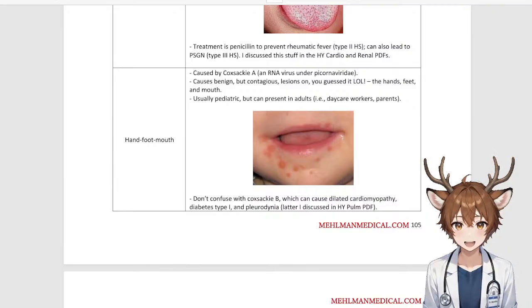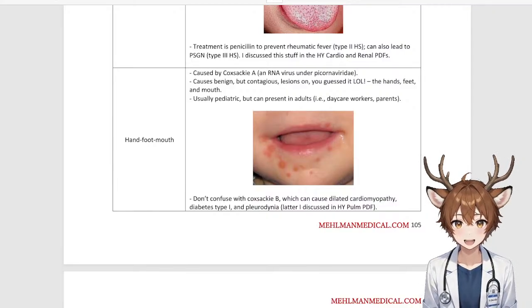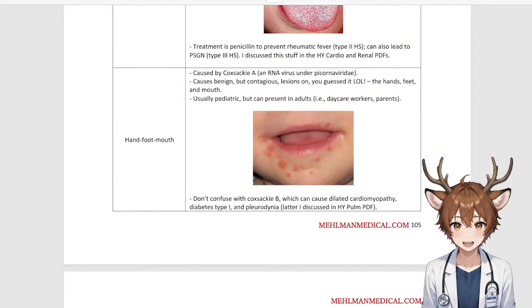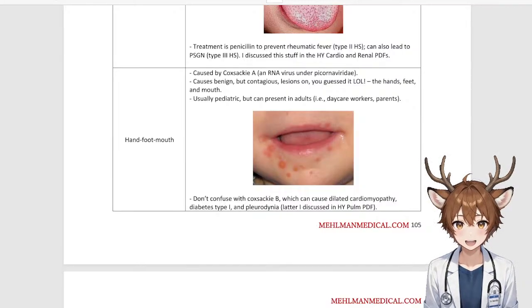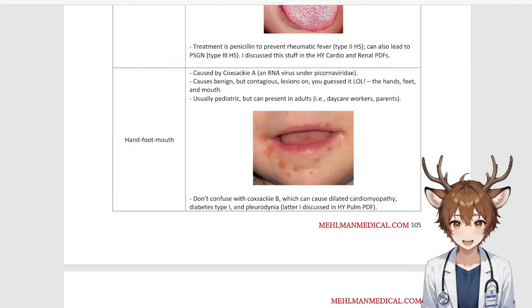Do not confuse with Coxsackie virus B, which can cause dilated cardiomyopathy, diabetes type 1, and pleurodynia, the latter of which is also called devil's grip. The latter I discussed in the high-yield pulmonary PDF.